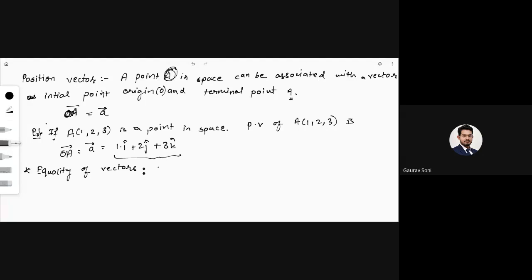So I'll say that two vectors are equal if their magnitude and direction are the same. Then the vectors are said to be equal.